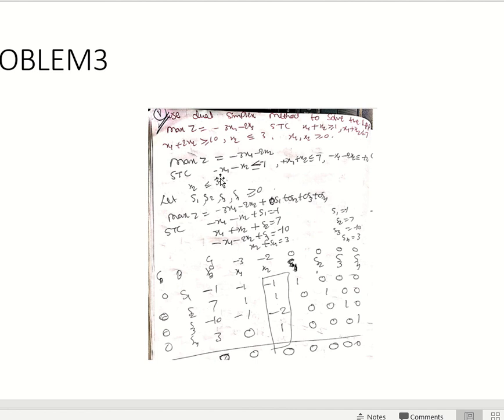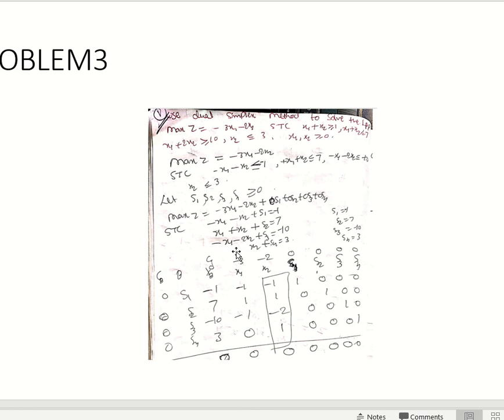Now subject to the constraint: minus x1 minus x2 plus s1 equal to minus 1. Similarly x1 plus x2 plus s2 equal to 7. Then minus x1 minus 2x2 plus s3 equal to minus 10 and x2 plus s4 equal to 3. So these are the equalities we have converted. So initially we assume x1, x2 equal to 0, then s1 equal to minus 1, s2 equal to 7, s3 equal to minus 10, s4 equal to 3 we are getting.